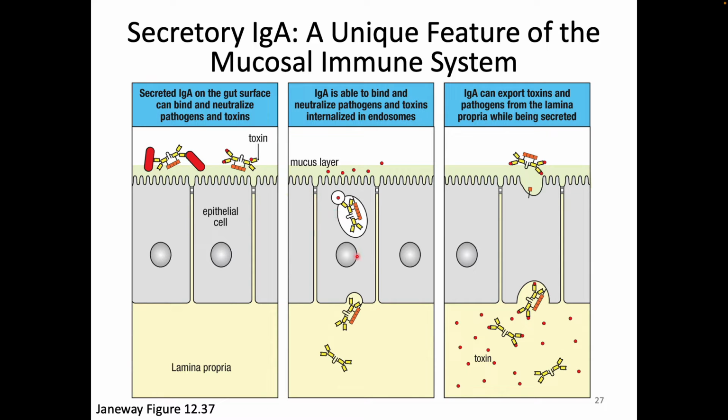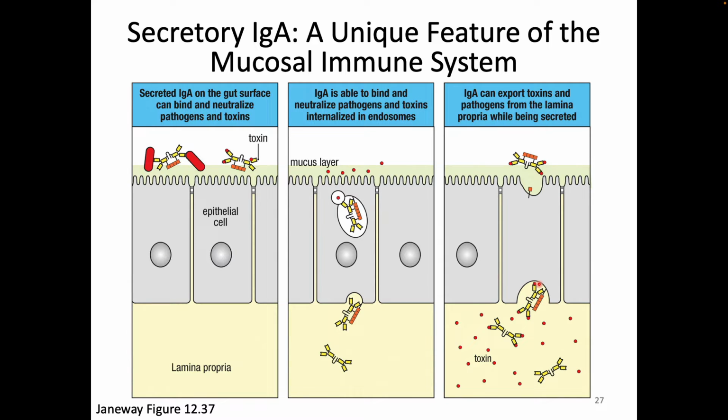Secretory IgA can also be used to help export microbes. So we can see if a microbe needs to be exported or a toxin needs to be exported, you can see this here. As secretory IgA is getting secreted, it can take stuff out with it and bring those outside. So secretory IgA is one of the unique features of the mucosal immune system.